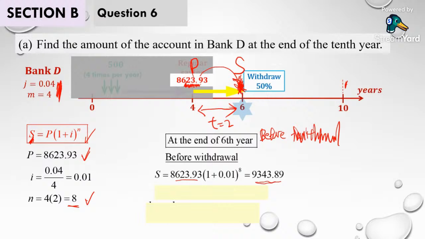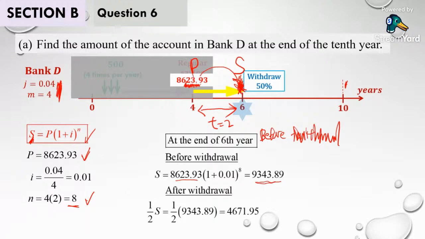Then go on. Next, this amount is before withdrawal. What if after withdrawal? After withdrawal, what happened is that, guys and girls, in this question, coincidentally, the withdrawal is 50%. That means the amount being withdrawn and the amount remaining in the account are the same. We just take this accumulated value and multiply by 1/2 or divide by 2. So we can see that the amount is 4671.95. This is the amount that we draw out, put into the other account, and also the same amount that remains inside bank D.